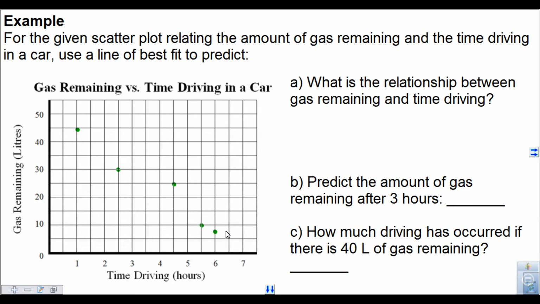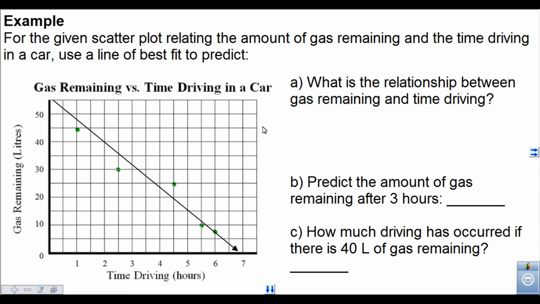Okay, so here's another example of a scatter plot. Here's a plot relating the amount of gas remaining and the time driving in a car. We're going to use a line of best fit to predict. But first we're going to look at the relationship. So actually, first things first, let's draw the line of best fit. I notice that the dots are kind of going downwards here. I think it looks something like this, and I would draw a line like that. Okay, so again, some dots above, some dots below, that's okay, but it follows the trend of the dots.